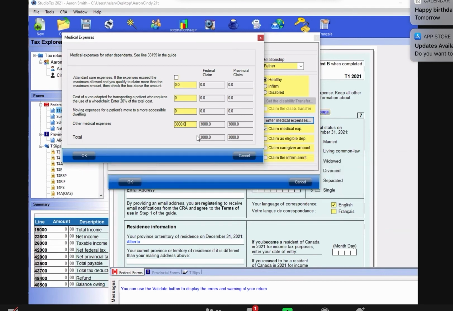So this is why my nephew, I don't know, he got 20,000 and wrong, because it's 2,000 medical expenses. However, the system shows up 20,000.